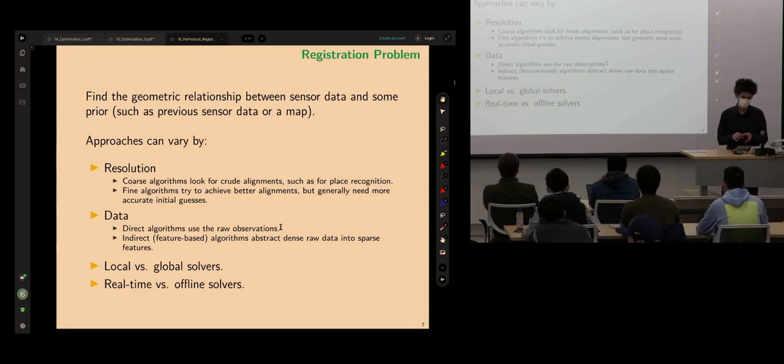So in indirect method, we mean features that are ideally invariant in some sense. For example, SIFT or SURF or ORB. These features tend to have some properties such as scale invariance or rotation invariance. These properties will help us to, when we observe the same scene from different views, detect the same features. That will assist the registration.